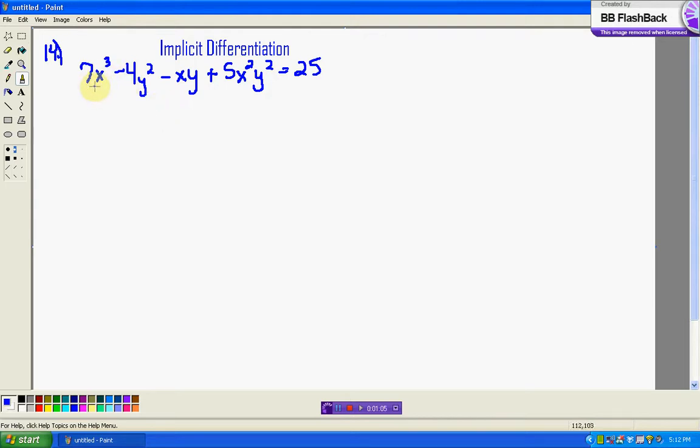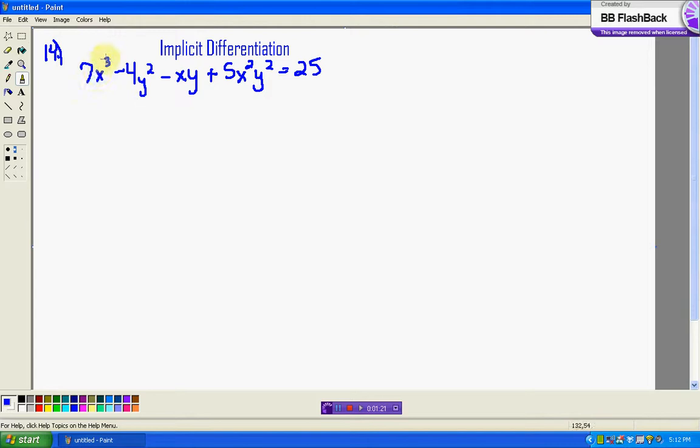And basically the directions are going to say find dy/dx, so solve for dy/dx. We need to take the derivative of this function in terms of x, which means we have some y's, which causes some problems. So let's just begin, and I'll explain as we go.